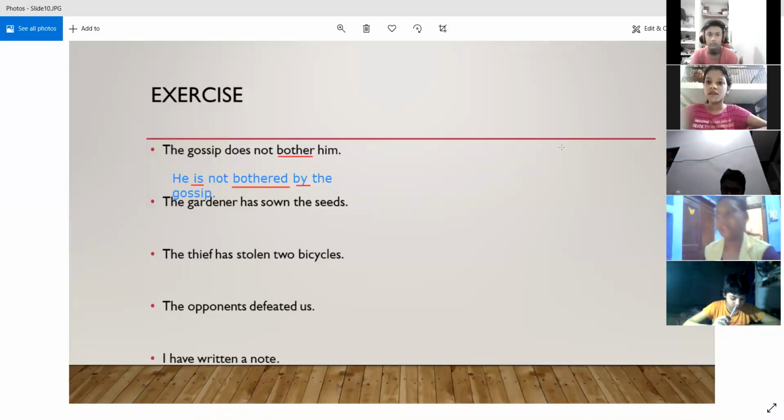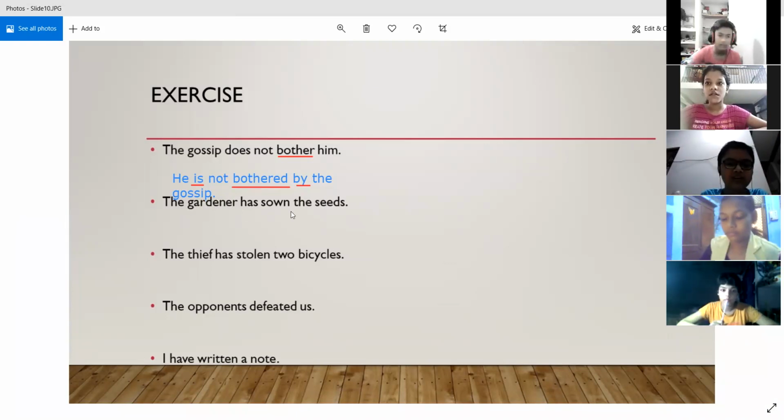All right. Yes, Pranjal. Now you can answer the second. Yes, sir. Good morning, teacher. Good morning. Sir, the answer will be the seeds have been sown by the gardener. Pranjal, first of all, tell me the tense that is being used in the sentence. Sir, present perfect tense. Okay, correct. So the present perfect tense has been used. So now tell me what will be the form of the be verb. So complete the sentence again. Tell me, what did you say?